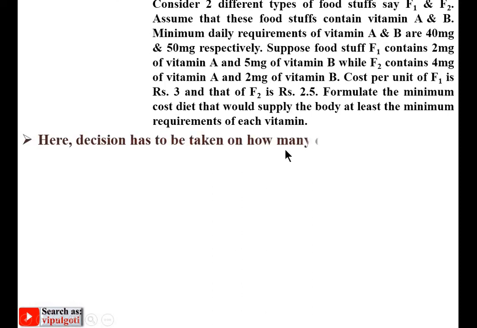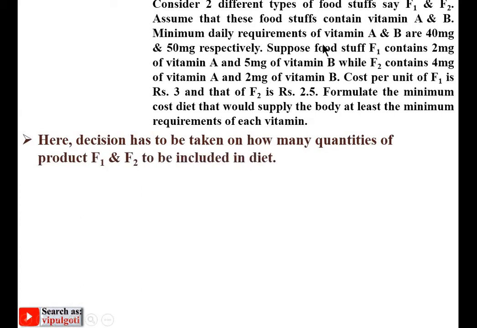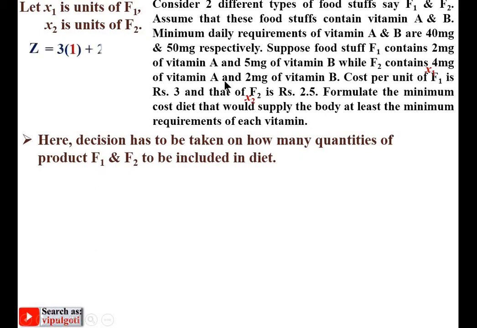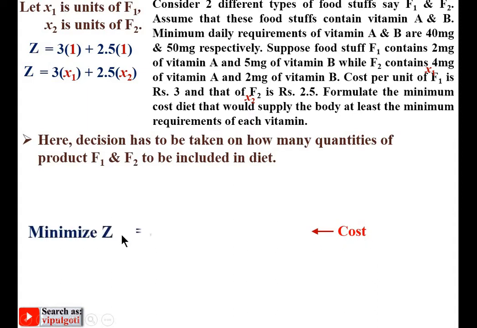So here the decision has to be taken on how many quantities of products F1 and F2 to be included in the diet so that the cost should be minimum. Let's say x1 is the units of F1 and x2 is the units of F2. So here I have written x1 for F1 and x2 for F2. If a single unit of F1 and a single unit of F2, then my total cost is 3 plus 2.5. In general, I can say Z equals 3x1 plus 2.5x2. So my objective function is related to the cost. It should be minimize Z equals 3x1 plus 2.5x2.